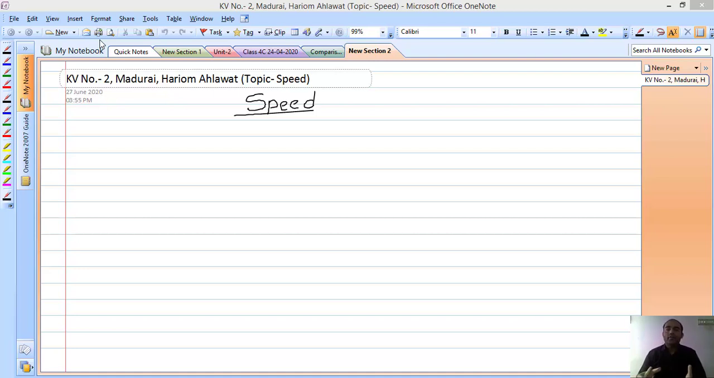Another thing is, if you have a distance and time, how can you calculate the speed? If you have speed and time, how can you calculate the covered distance? If you have speed and distance, how can you calculate the time? So first of all, what is speed? First of all, you need to learn what is speed.